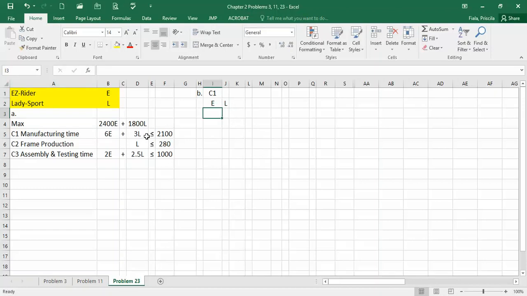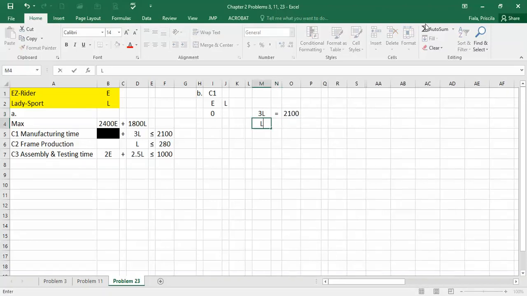So let's just look at constraint 1, the first one right here. If I set this side of the equation to 0, Lady Sport is going to be what? You're going to have 3L equals 2100, correct? And then you divide both sides by 3, therefore you're going to have 700 over here.